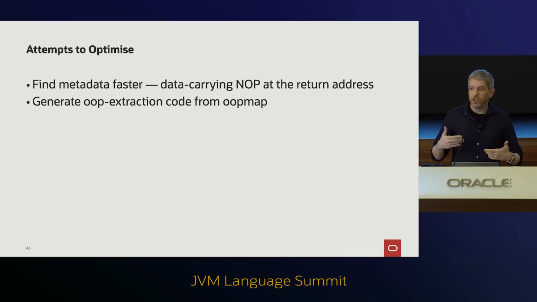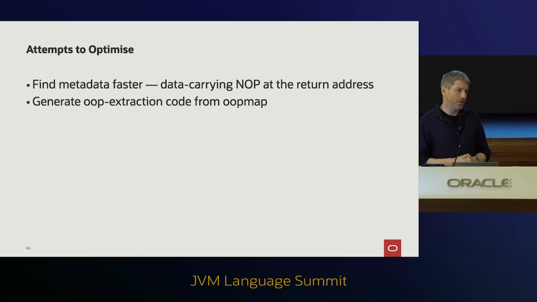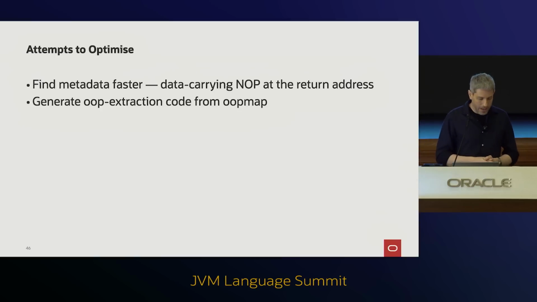But we still had to iterate over the OOP map data structure every time to find the oops, and that was quite slow. It was just a loop in C++. So we thought, okay, let's compile the OOP map into machine code that does the copying for us. So we don't need to iterate and parse the data structure. We just say every OOP map has an associated stub that knows how to freeze the oops or thaw the oops, and when we get to that frame, we just run that generated stub of code.